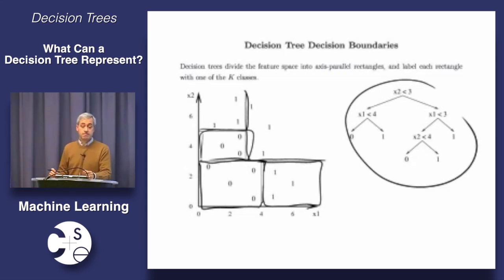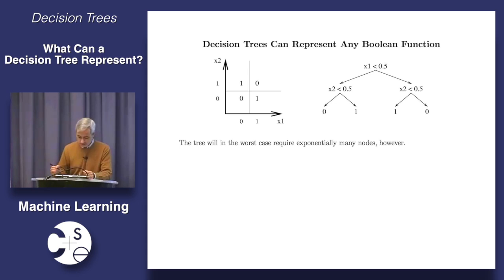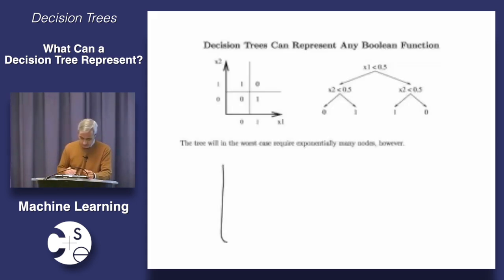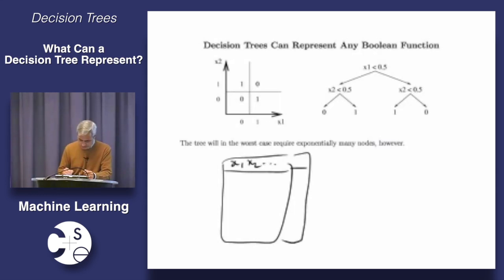Exactly. How about this? I don't actually have that example here, but let's draw that example. Here's my truth table. Let's say I'm testing variables x1, x2, etc., and then here I have my answer, my y. For each combination of these values, I have a value of y.